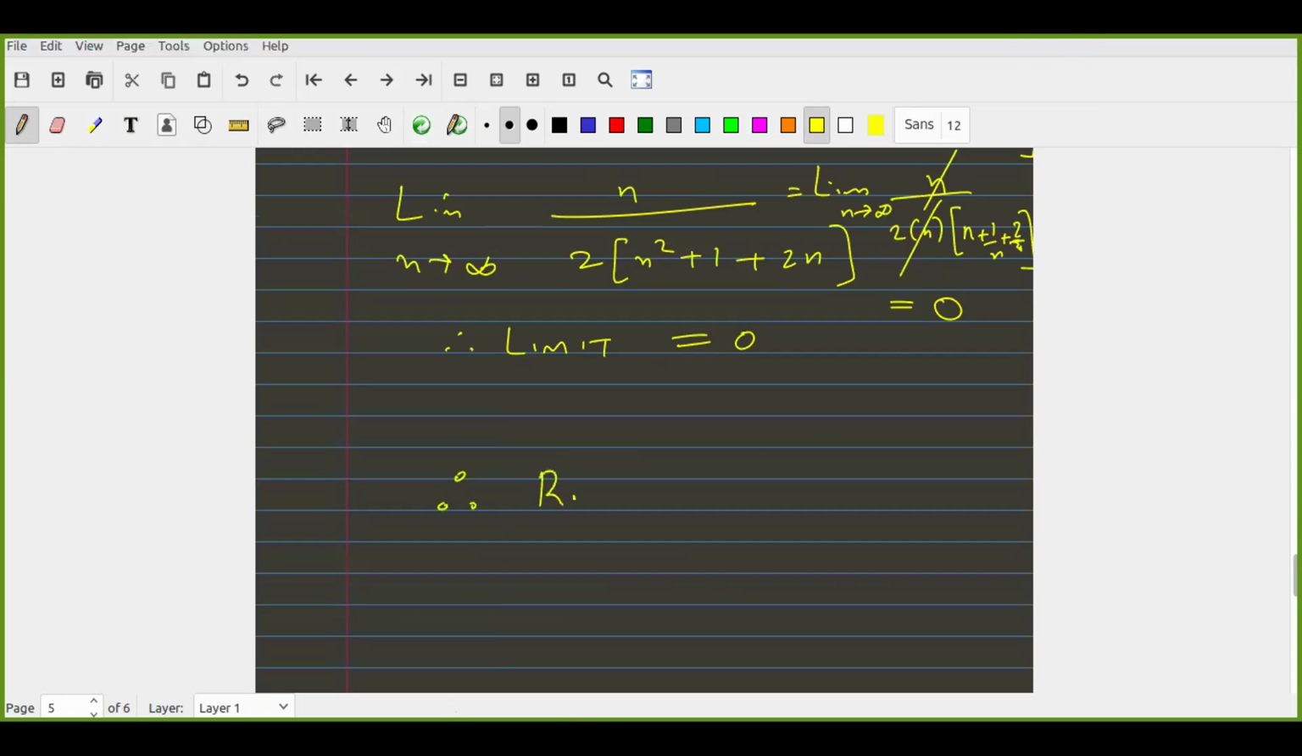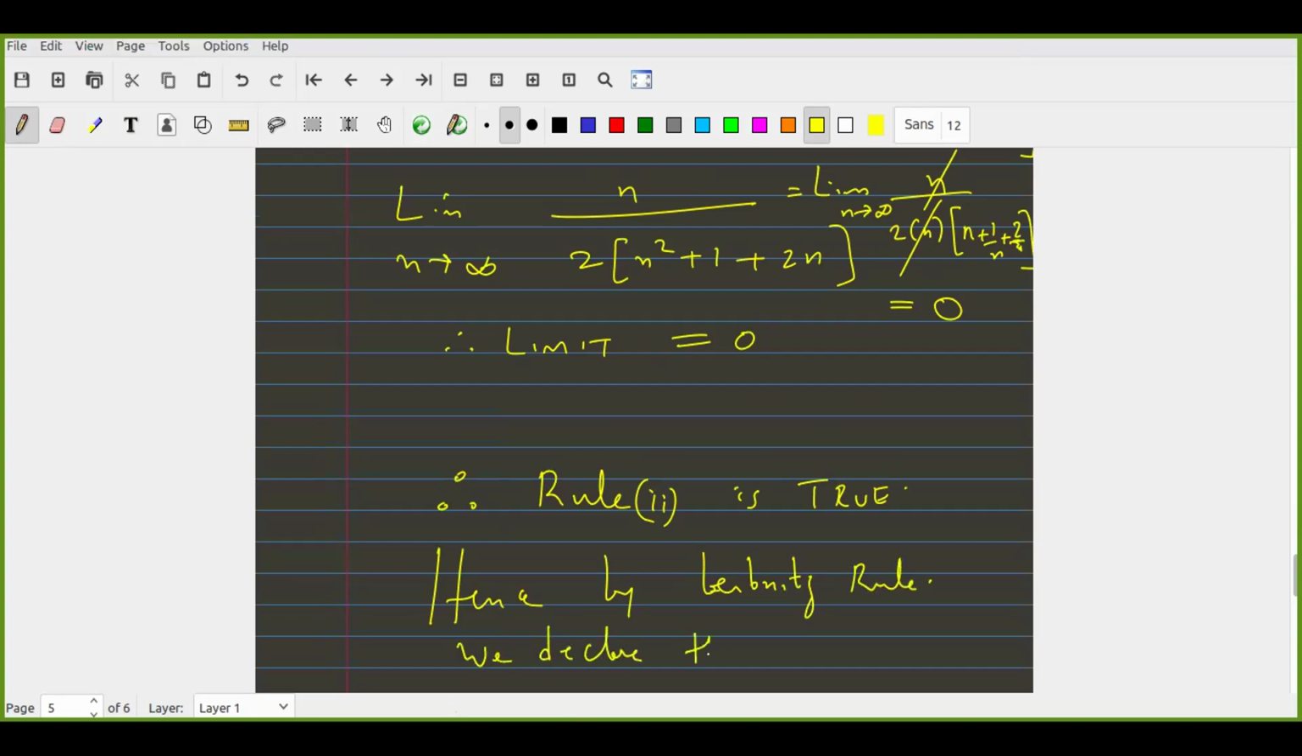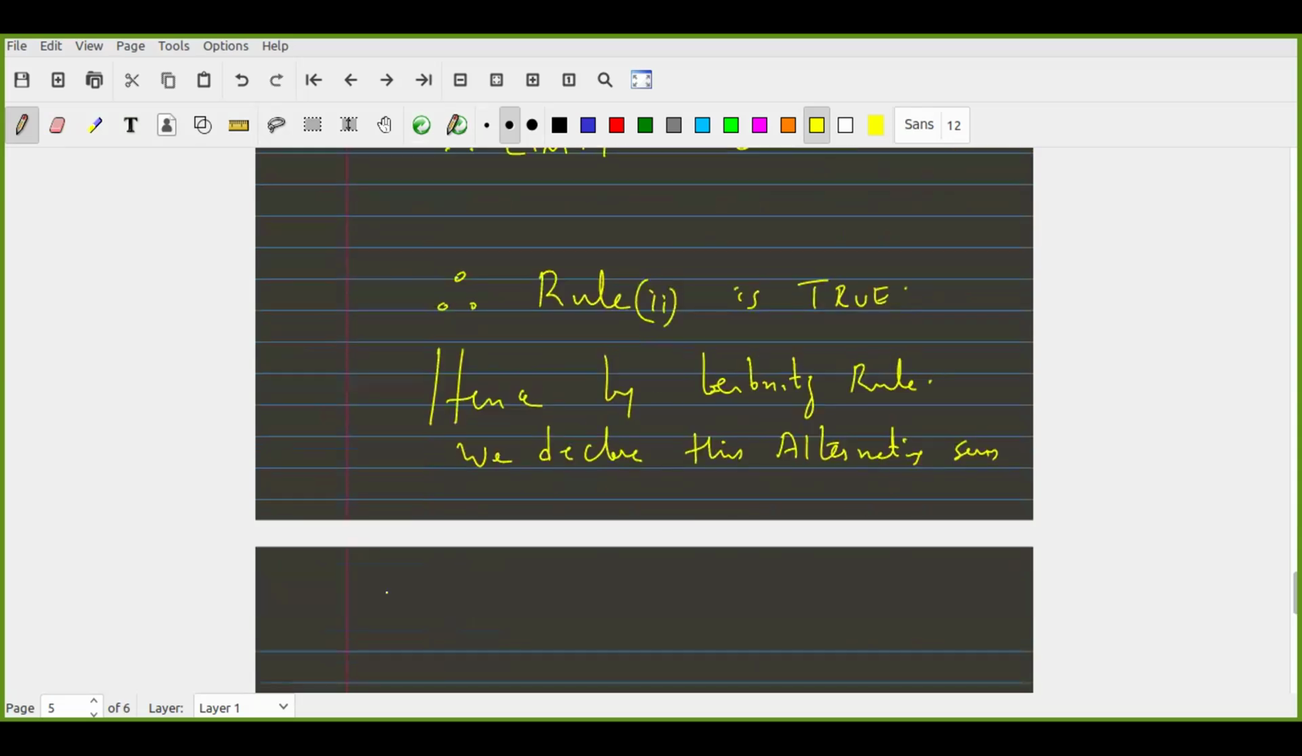Therefore, rule 2 is true. And hence, by Leibnitz criteria, we declare this alternating series, namely 1 by 2 cube plus 1 by 3 cube into (1 plus 2) plus 1 by 4 cube into (1 plus 2 plus 3), is convergent. So I close the class here.